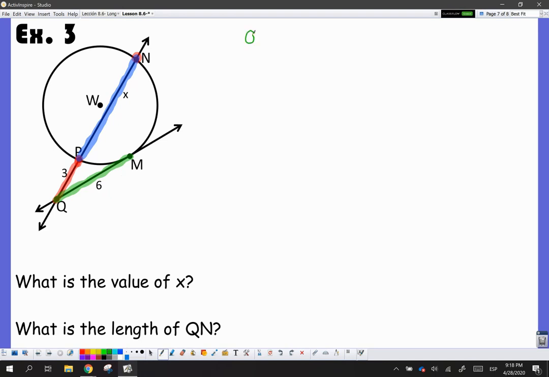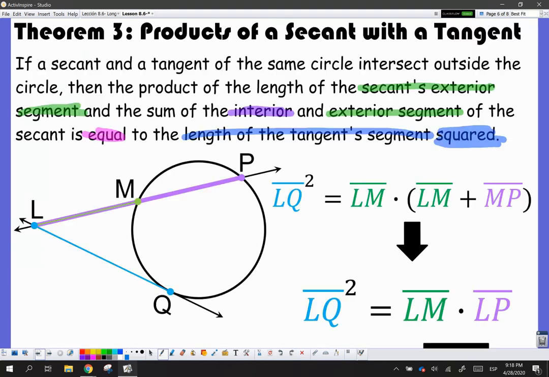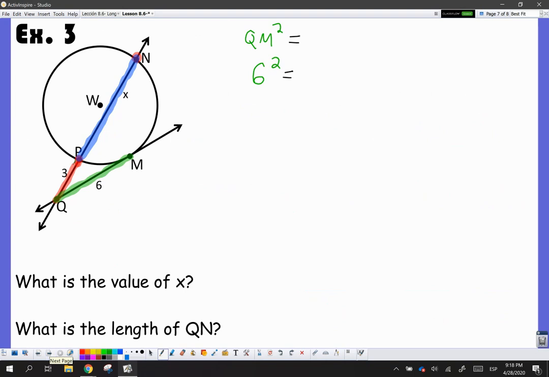So I have QM squared. And I know that that's going to be 6 squared. And then I'm going to have equals, and let's see, equals LM, which is the exterior part of the secant. So the exterior part of the secant here is QP.